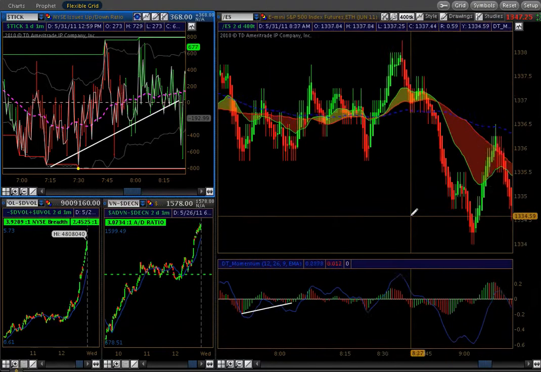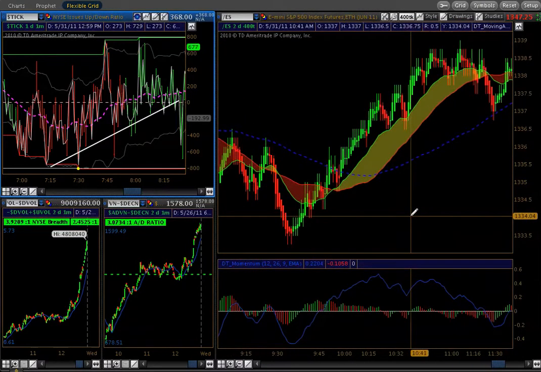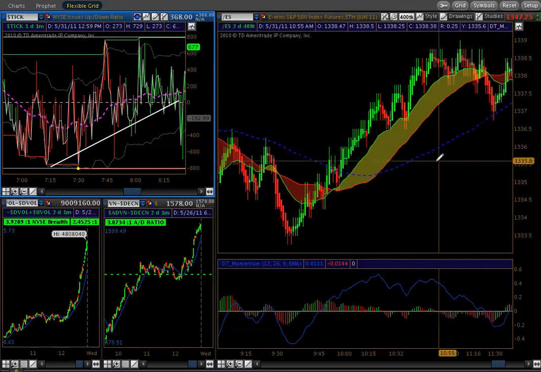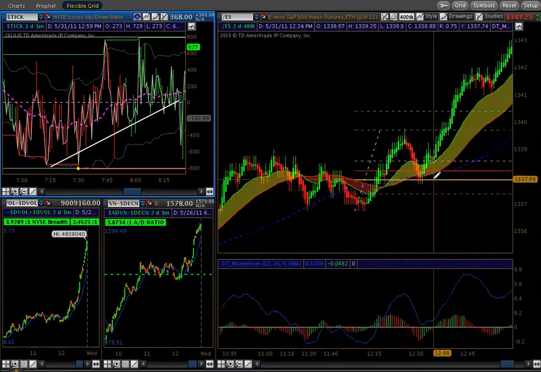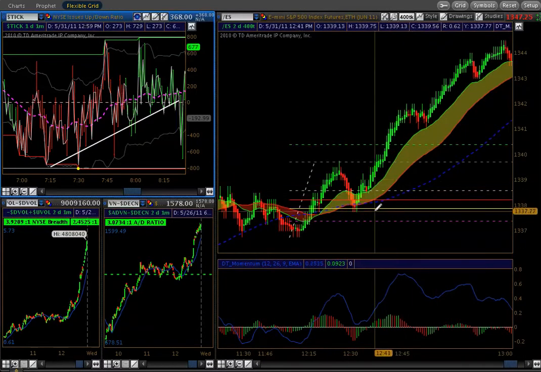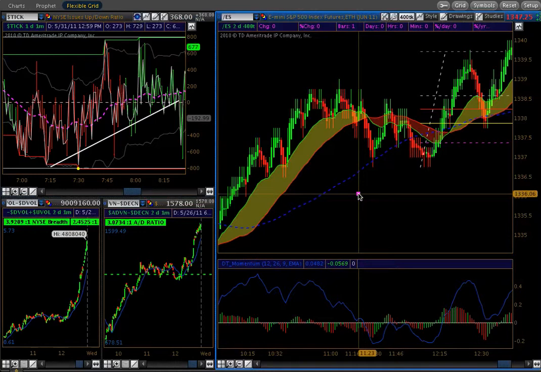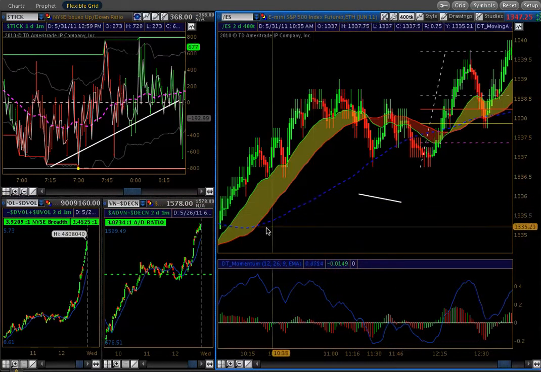That is a quick, easy example of how we use time and price to trade the markets. If you don't use both, you're going to be chopped in and out of these markets just like the rest of the retailers.